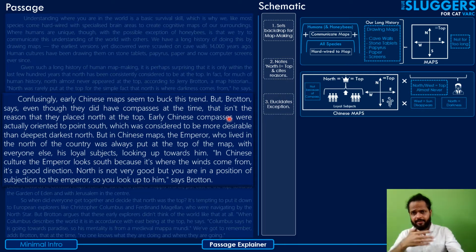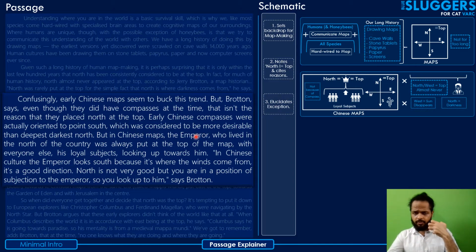But the author disregards this by citing Broughton, the expert, again, and he says that no, that was not the reason. It was placed, and in fact, the Chinese compasses were oriented to point towards south. So, anyways, that cannot be the reason.